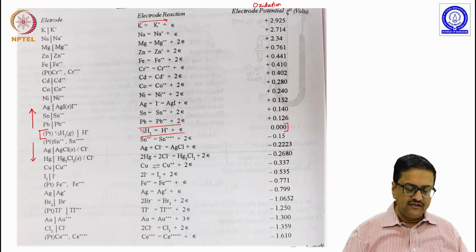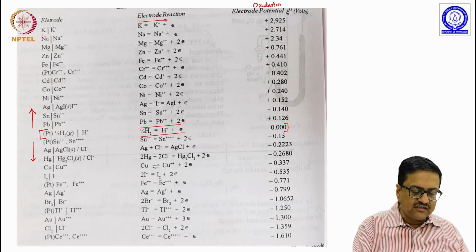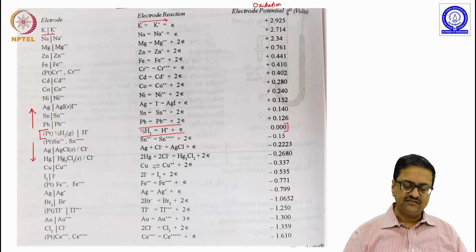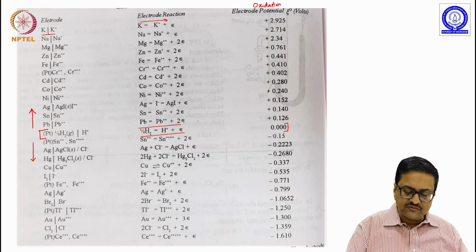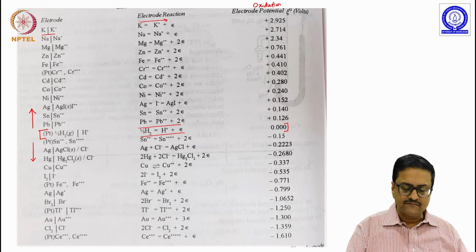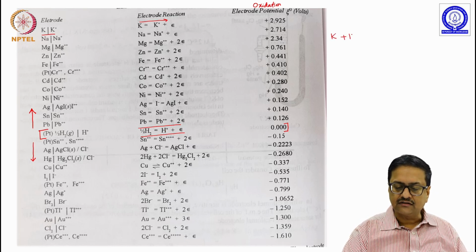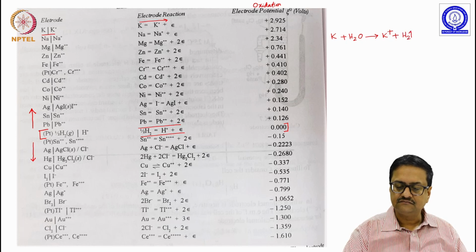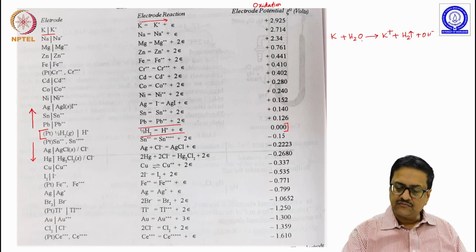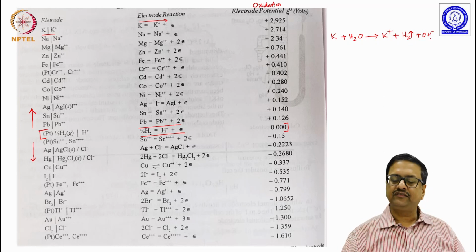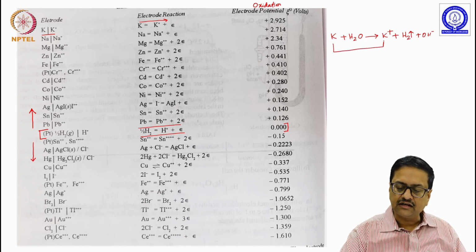So, now what does it mean? It means that the potential for potassium to get oxidized to potassium plus is more compared to the oxidation of hydrogen to H plus. So, what will happen if I add potassium to water? It will form K plus and release hydrogen gas, right? So, I have not balanced it. One has to balance the equation. It essentially means potassium will get oxidized and hydrogen will get reduced.